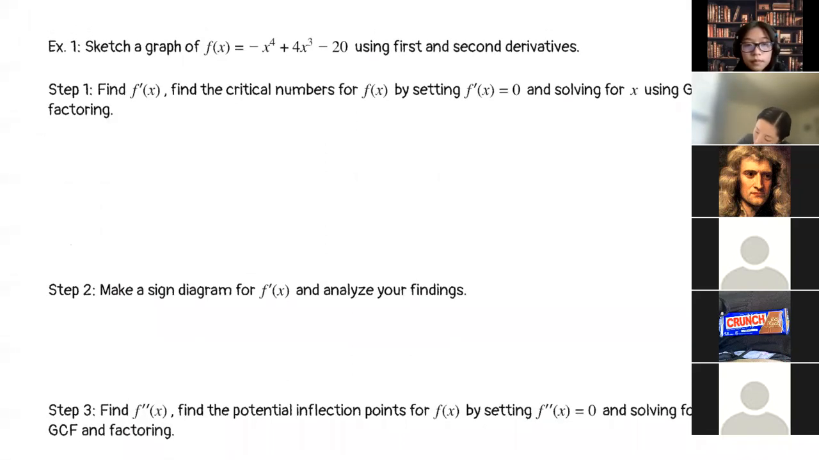All right, so here's my function. F of x equals negative x to the fourth plus 4x cubed minus 20. So step one, I would like us to find f prime and find the critical numbers for f of x by setting that derivative equal to 0. And we're solving for x using things like the greatest common factor and factoring. All right, so I'll give you a moment to do that and go ahead and find that first derivative, set it equal to 0, do some factoring. Let's see what we get. All right, so let's take maybe like 3 minutes to find that derivative, set it equal to 0, and work on our factoring.